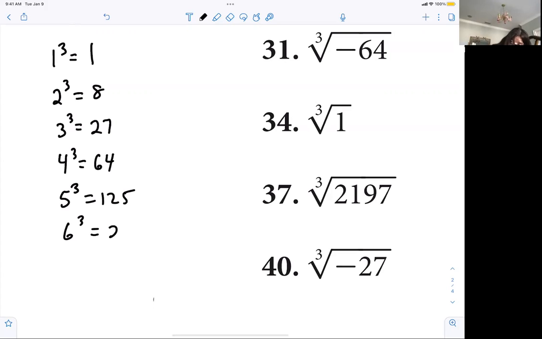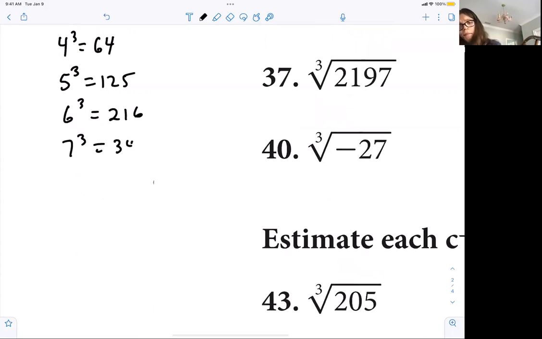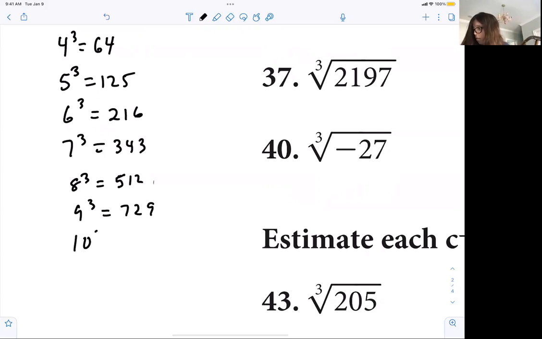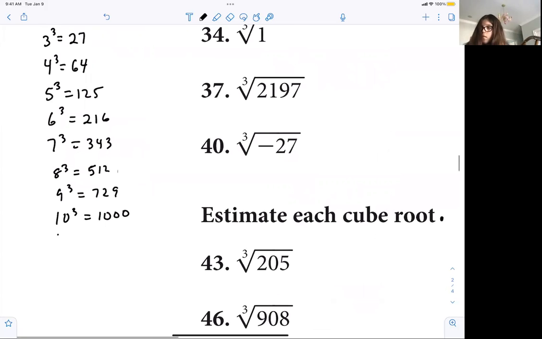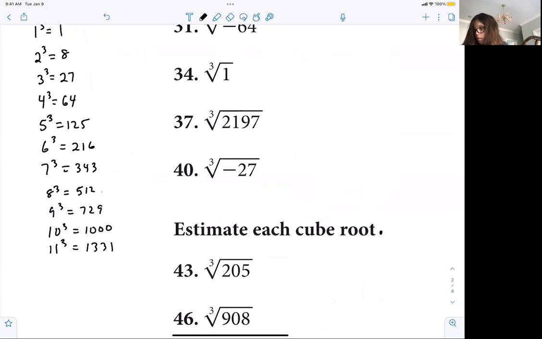5 cubed. Yep, 6 cubed. 7 cubed. 8 cubed. I forgot. 512. Okay, 9 cubed, 729, right? And 10 cubed is 1,000. Those are the perfect cubes. We could go, but 11 cubed is 1331. And so on and so forth.